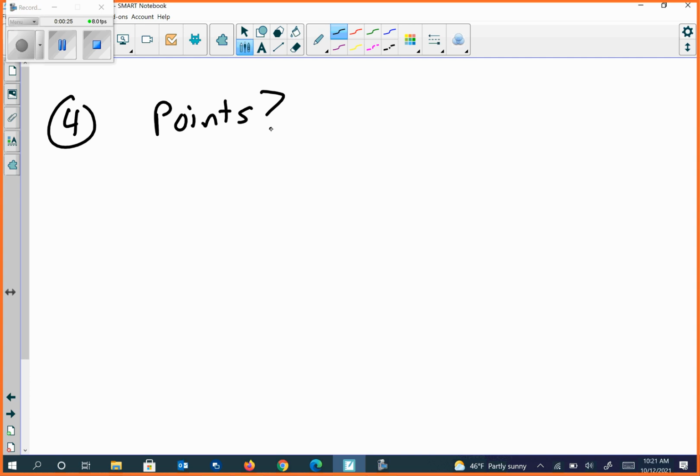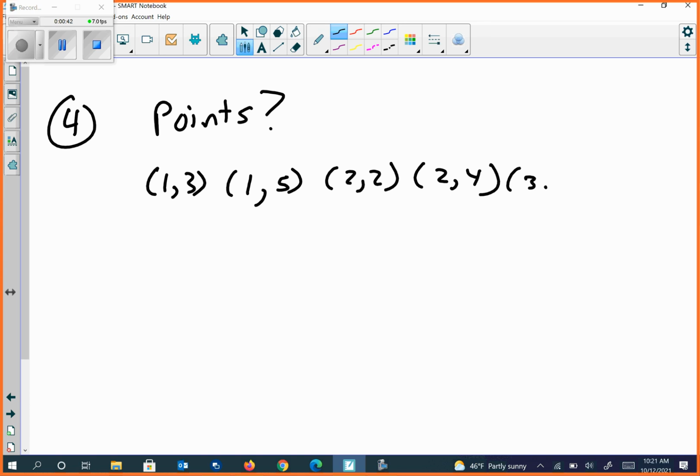So what I'm going to do is I'm just going to list all of the points. Let's see, I have (1, 3), (1, 5), (2, 2), (2, 4), and (3, 3). Do you feel comfortable how I got those points? Okay, so determine if the graph represents a function.